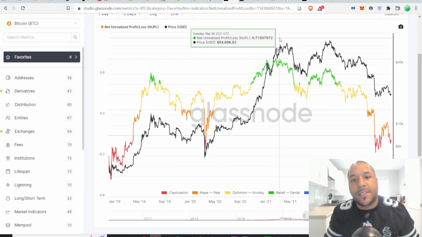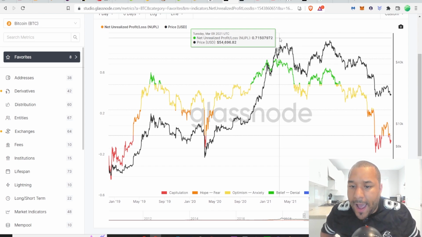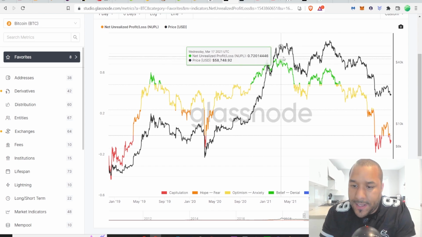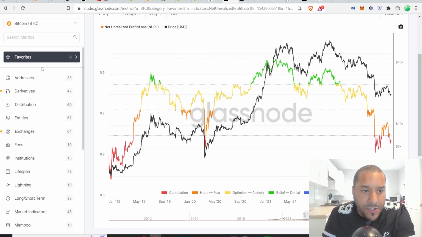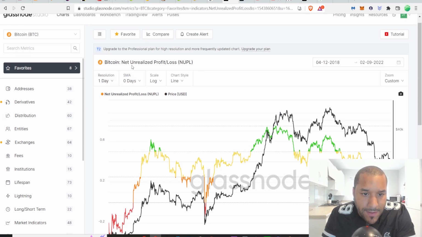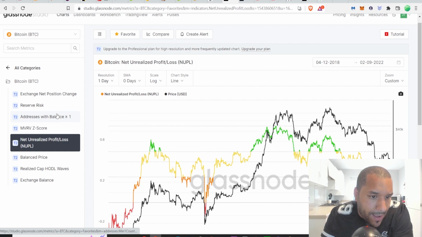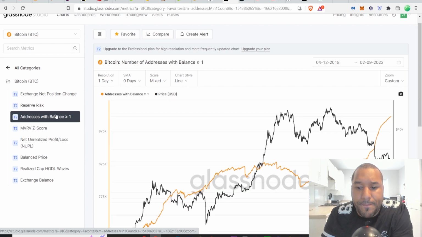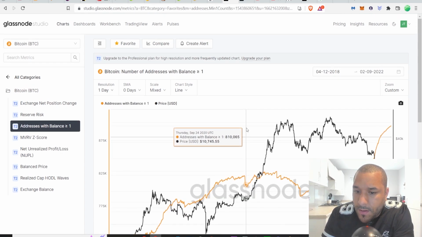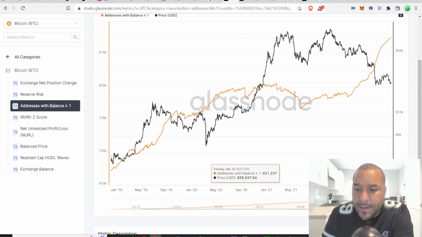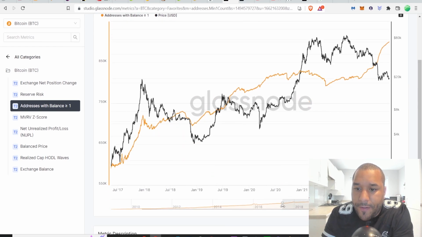This is when Elon Musk got involved and everybody was hyped and everybody was diamond hands and all of that stuff. And if I switch this over to my favorites, here we go, click on this and find the Bitcoin balance, so addresses with 1 Bitcoin. And this one is important because you can see where people were starting to sell off their Bitcoin.